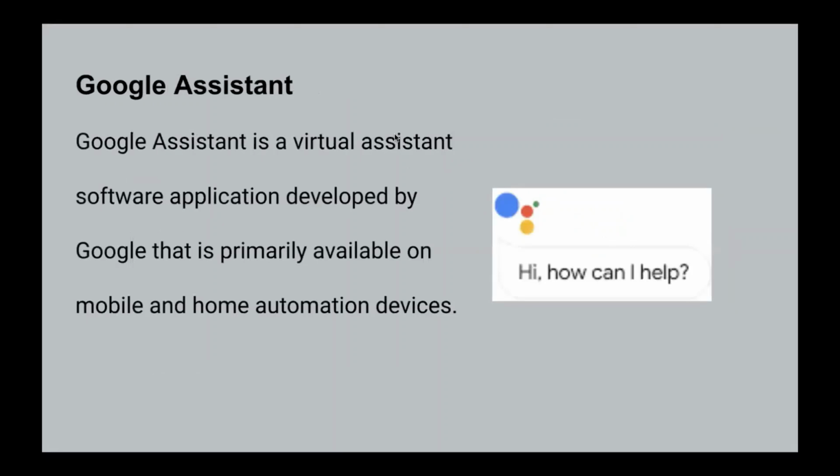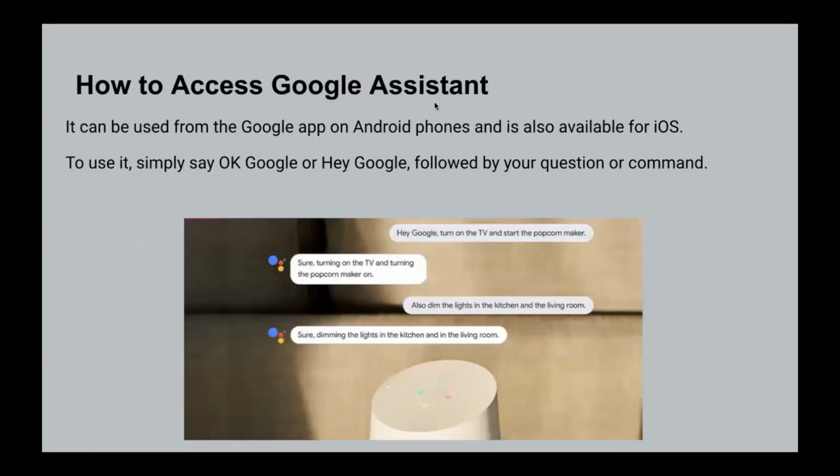There's another one called Google Assistant, and Google Assistant is a virtual assistant software application developed by Google that is primarily available on mobile and home automation devices. How to access Google Assistant: it can be used from the Google app on Android phones, and it is also available for iOS. To use it, simply say, "Okay, Google," or "Hey, Google," followed by your question or command.